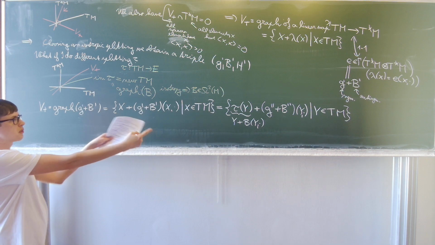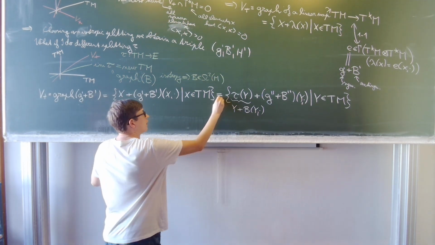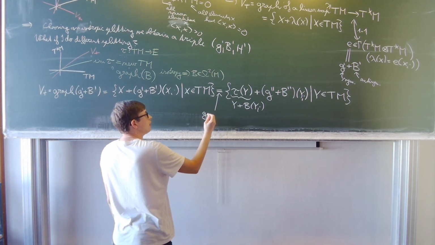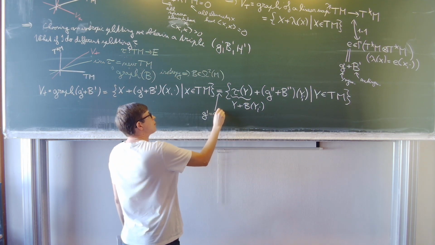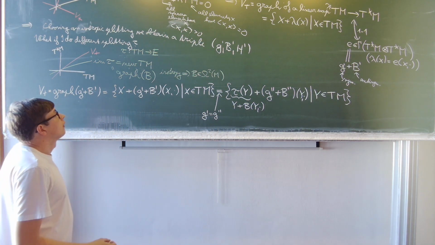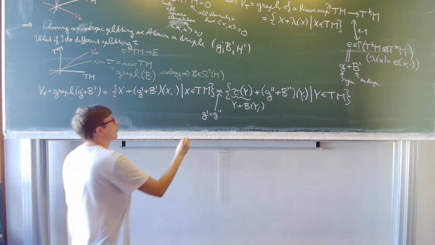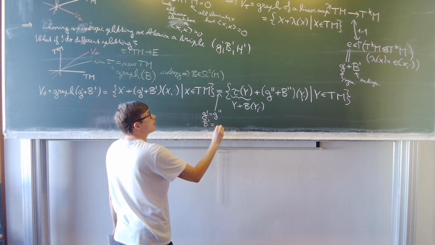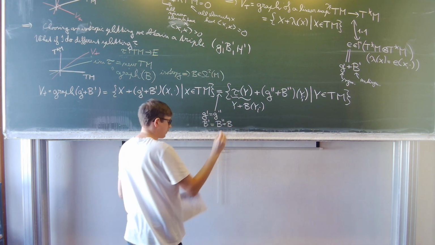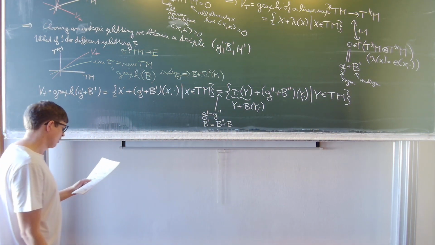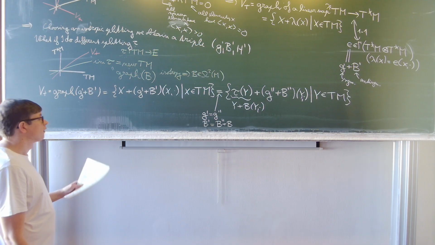And now I just look at the two sides of this equality, and I can deduce that g prime has to be g double prime, and b prime has to be b plus b double prime.